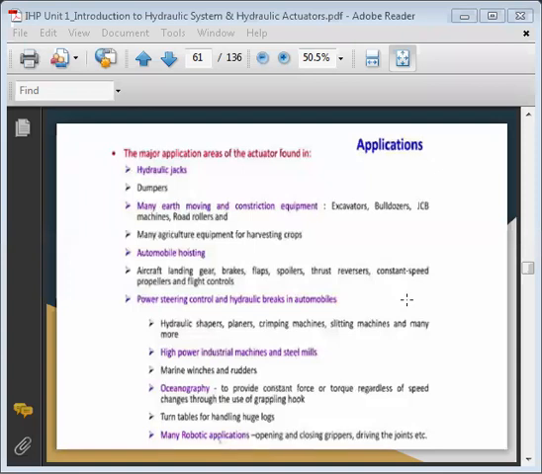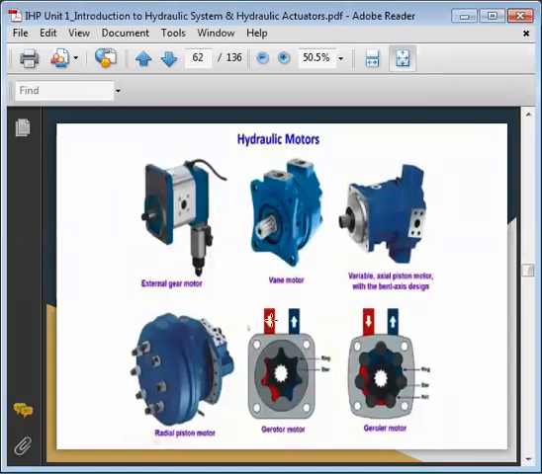I will show some pictures. These are actually actuators, but these actuators produce rotary motion, so they are called hydraulic motors. I have shown some examples. The first one is the external gear motor, it is an actuator. Vane motor, every type we are going to see. Variable axial piston motor, then a geroller motor, then this is a radial piston motor. Everything we are going to see in the lecture.